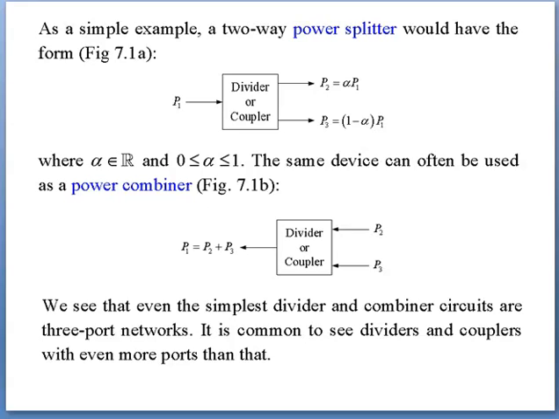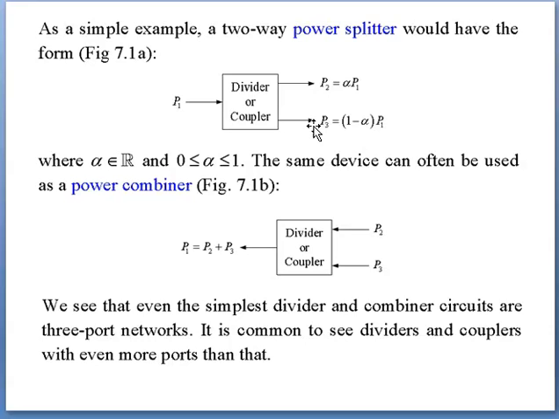Now, a power splitter would have the form as in the first figure here. A power splitter is when you have P1 coming into the divider or coupler and then providing P2 and P3. That's why we call it a power splitter. It is split into two. So this is a three-port network because you have P1, P2 and P3.